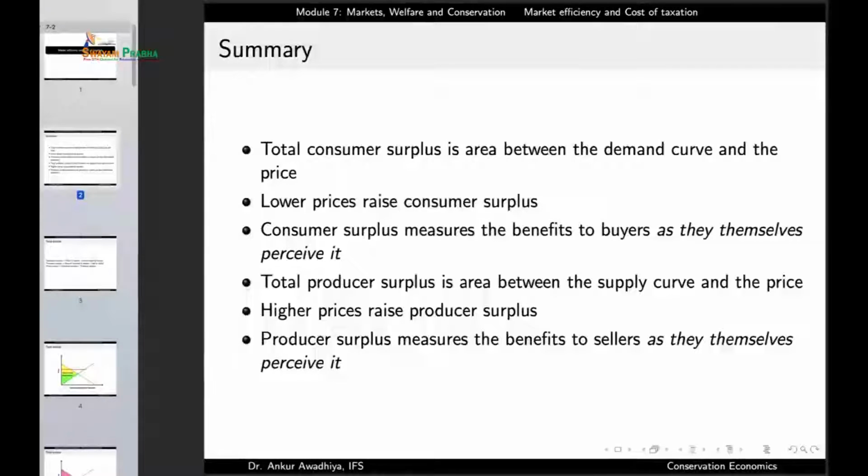Now, the cost to the producer is something that is to a large extent in his or her own hands, because the producer might go for a cheaper variety of plastic and reduce his cost, or the producer might go for a more efficient machine to make this pen and reduce the cost. Now, the difference between the price and the cost to the producer is the producer's surplus as they are themselves perceiving it. So, this is the summary of what we had seen so far.